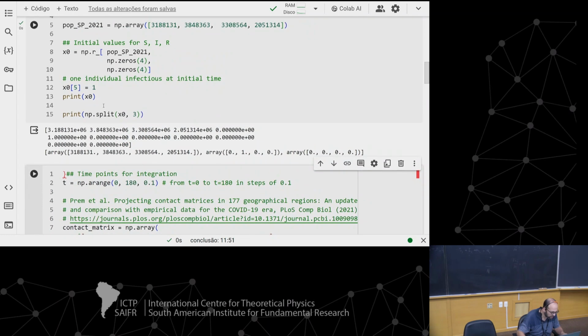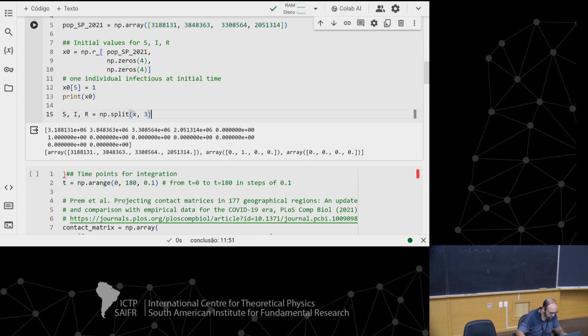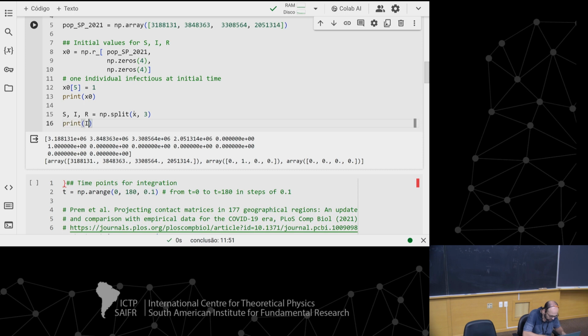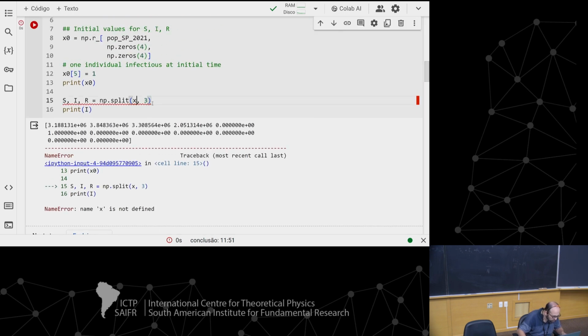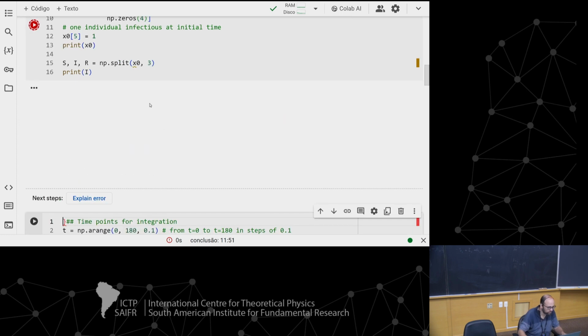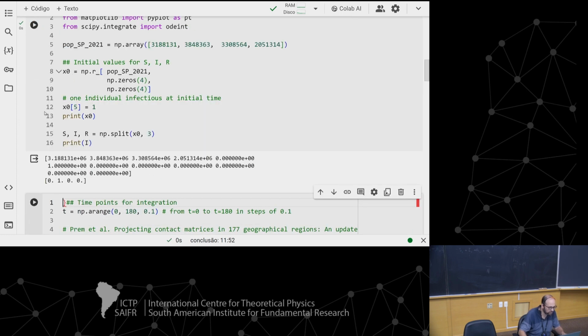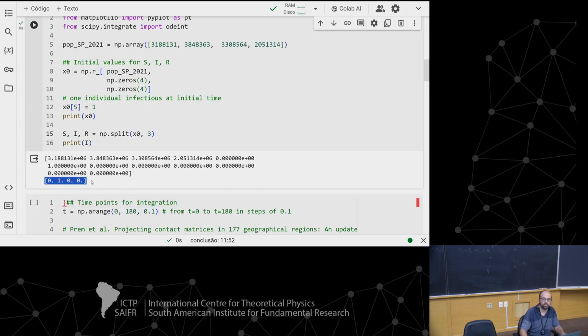When I write this line, what does it do? It just says S will be the first one, I the second one, R the last one. So for instance, if I do this and then print I, you see, I'm just getting the one in the middle. This is all I'm doing. I'm automatically splitting this into the 3 parts.